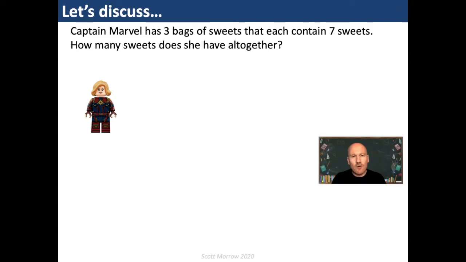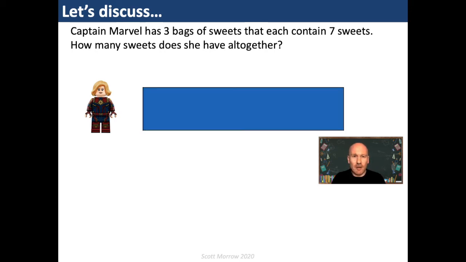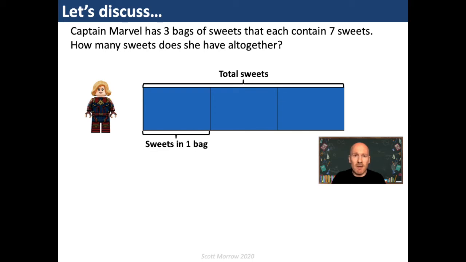Let's have a look at how we might work this out. So to begin with, I'm going to draw my bar, and that bar represents the whole amount. Now in this case, the whole amount is the total sweets that Captain Marvel has. Now we can decide how many parts we're going to split it into. Now there are 3 bags of sweets, so let's split our bar into 3 parts. And now we can describe what each part is. Well, each part is just the number of sweets in one bag.